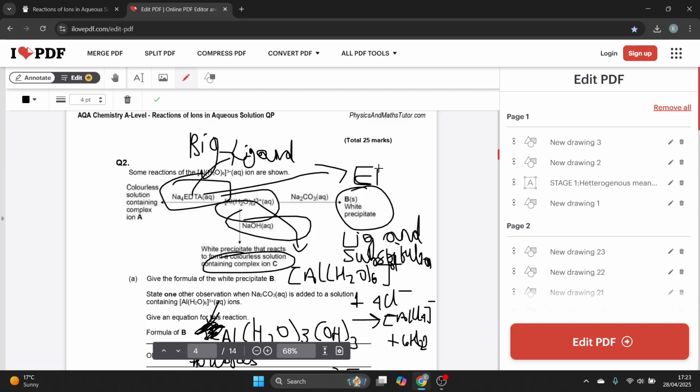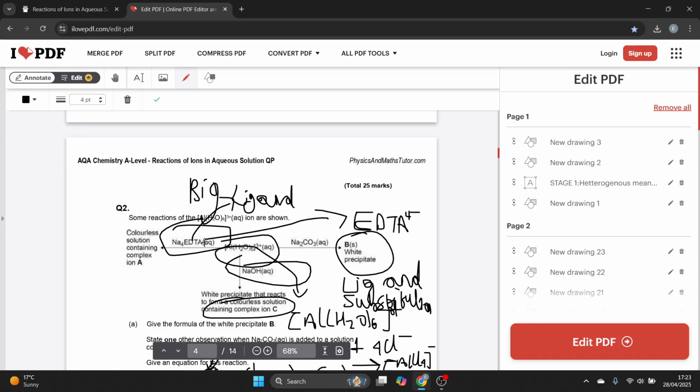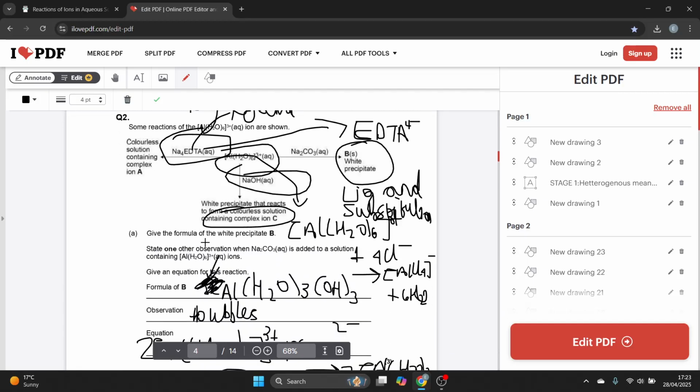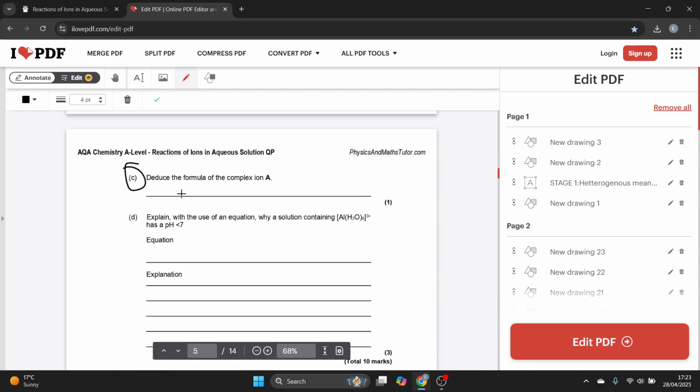So therefore the exact same thing is going to happen with this. But in this case, it's just going to be the ion, EDTA4-. So therefore, it's going to be Al, no, it's going to be Al EDTA minus. That's all it's going to be.